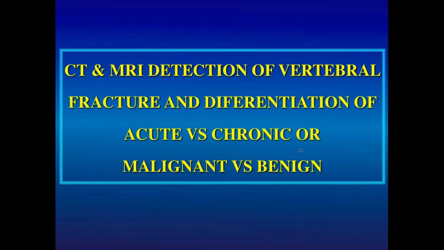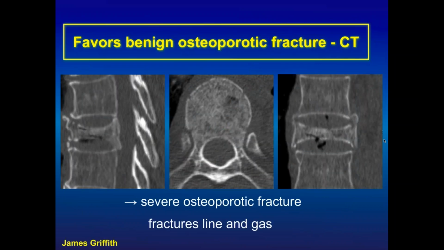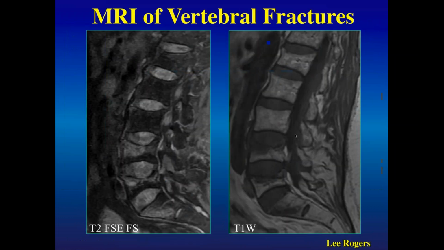Finally, a little bit about MRI detection as well as the CT detection. Typically, with CT, one will see the fracture lines, and one may see gas as well, and those are indications of a benign fracture, not likely metastatic fracture. Here with MRI and a sagittal view, we have evidence of a vertebral fracture.